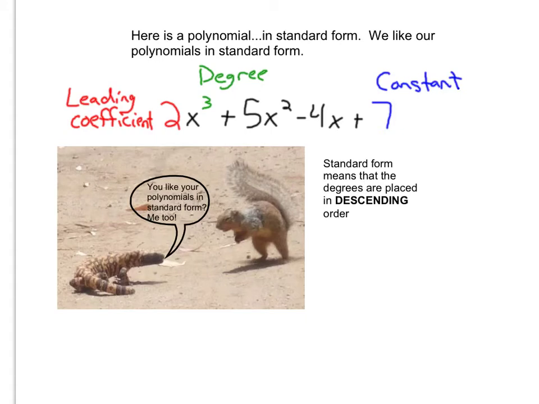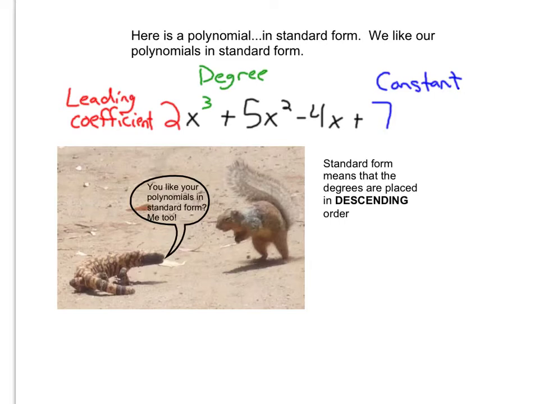And last thing again, standard form means the degrees are placed in descending order. So we go x cubed, x squared, x to the first, and then no x, or x to the 0. So they're going in descending order, getting smaller in standard form. And the reason why we like them in standard form is because it makes it easier to work with. It makes it easier to tell what the degree of the polynomial is, or, for example, what the leading coefficient is. Without rearranging them, you have to sort through it a lot more.